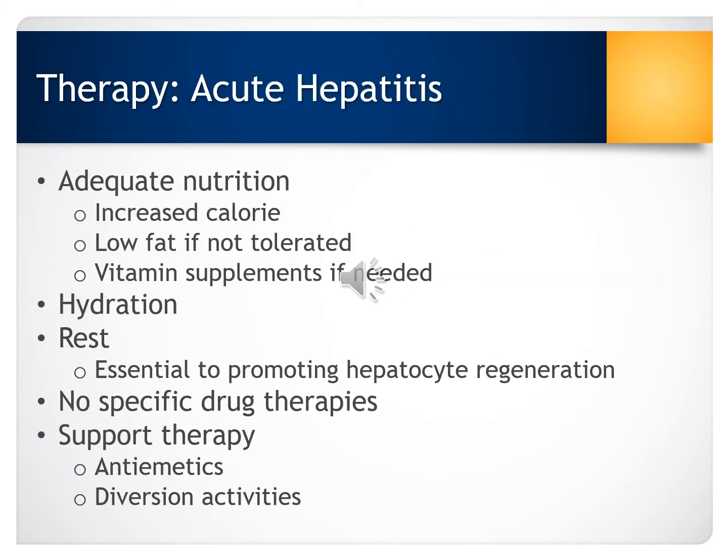There's no specific treatment or therapy for acute viral hepatitis. Typically, the patient can be managed at home. The person should get adequate nutrition, hydration, and rest. Currently, there are no specific drug therapies, but supportive therapy can focus on treating symptoms, such as the use of antiemetics for nausea.